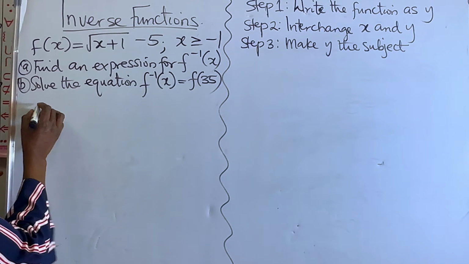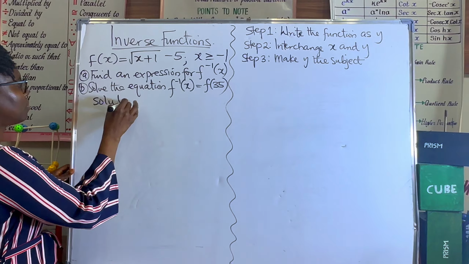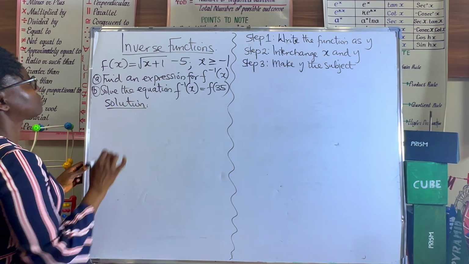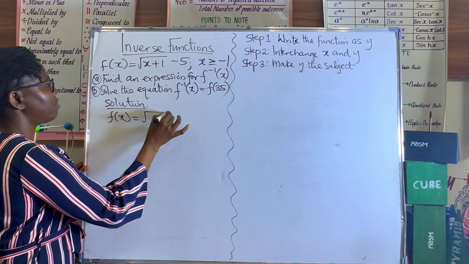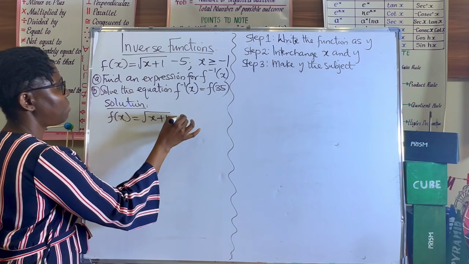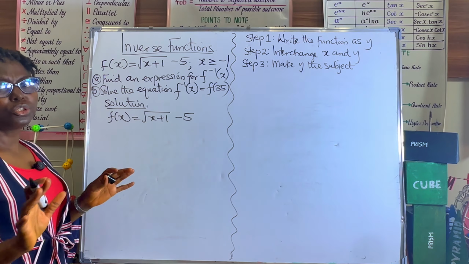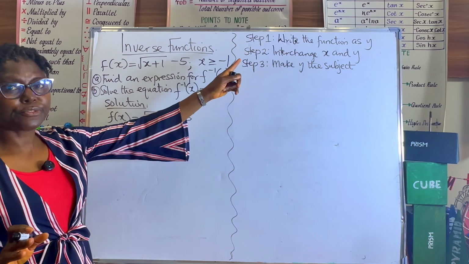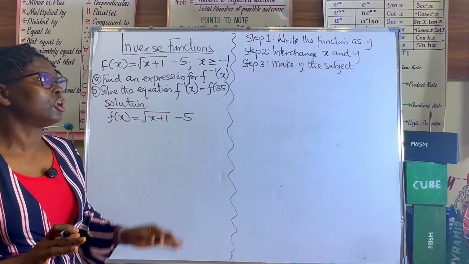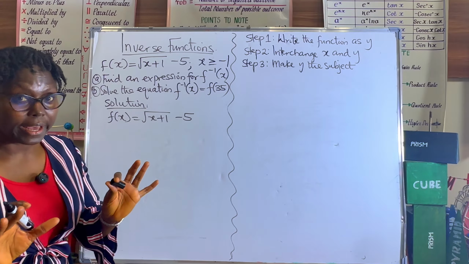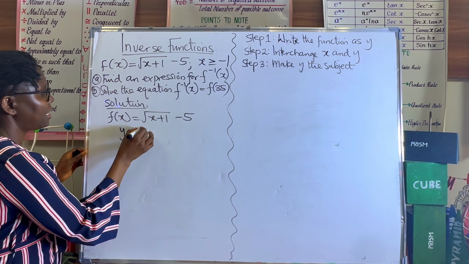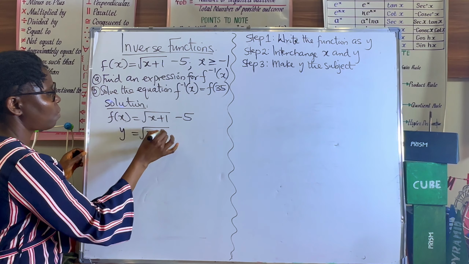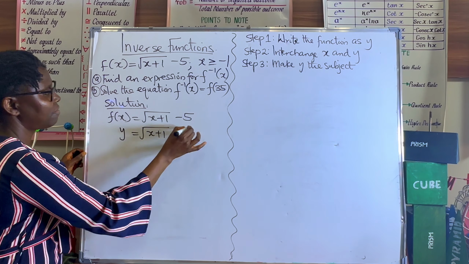Now let's start. f of x is equal to the square root of x plus 1, minus 5. What do we do first of all? We take the 3 steps to get the inverse of the function. Write the function as y. So I'm going to take this f of x as y, and that will be the square root of x plus 1, minus 5.